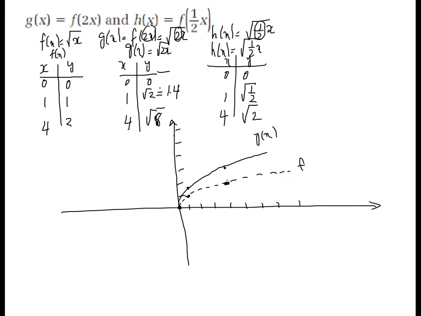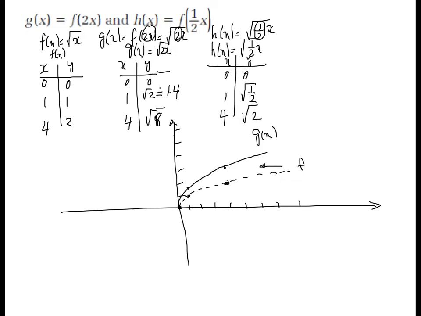And you can see that g of x is compressed along the x-axis. Or in other words, we can say that it's stretched along the y-axis. So this is your function f here, and you are compressing about the y-axis. That's why you're getting g of x.